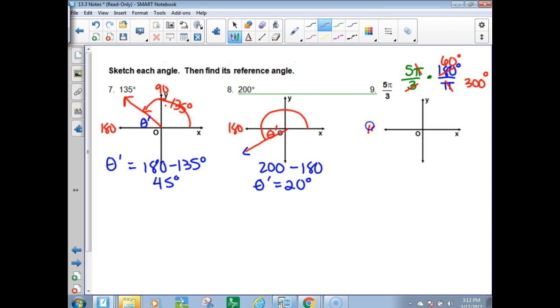So now I know it's past the 90, the 180, the 270, and lands me in quadrant 4. Now, how far into quadrant 4? That's what we'll figure out. So our reference angle right here, we're going to find by doing 360 minus 300. So it would be 60 degrees.